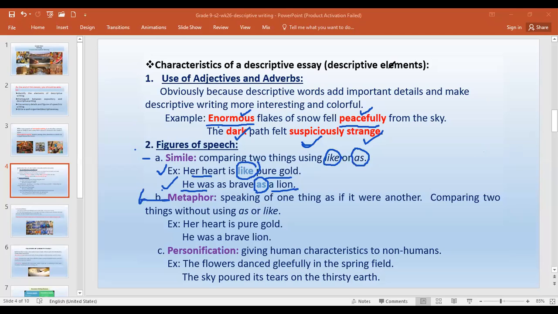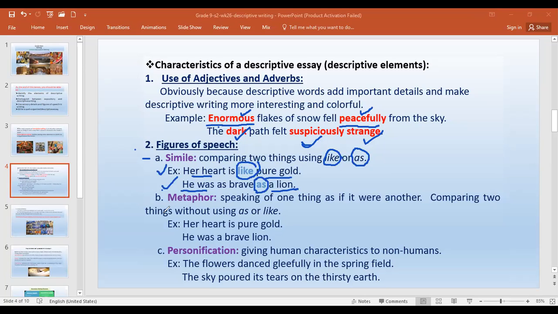What is a metaphor? Mahdi, are you with us? Because you seem to be having trouble with your connection. Mahdi, can you read metaphor? Yeah, hello. Metaphor, speaking of one thing as if it were another. Comparing two things without using as or like. Okay. Comparing two things without using as or like.